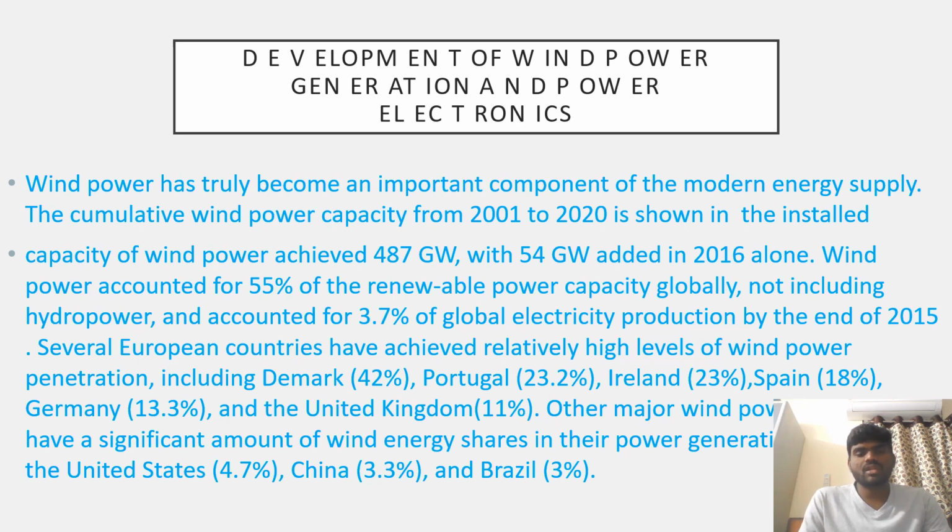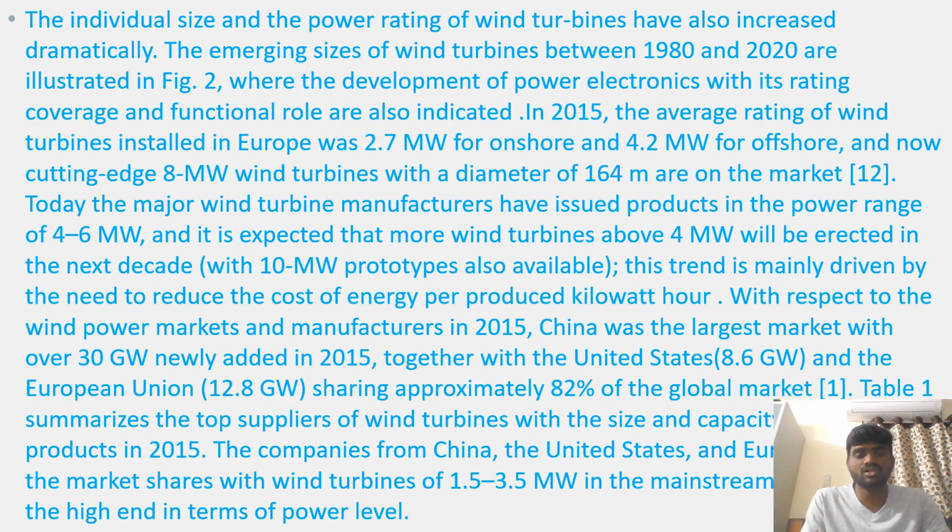Several European countries have achieved relatively high levels of wind power penetration, including Denmark 42%, Portugal 23.2%, Ireland 23%, Spain 18%, Germany 13.3% and the UK 11%. Other major wind power countries have a significant amount of wind energy share in their power production: the United States 4.7%, China 3.3%, and Brazil 3%.